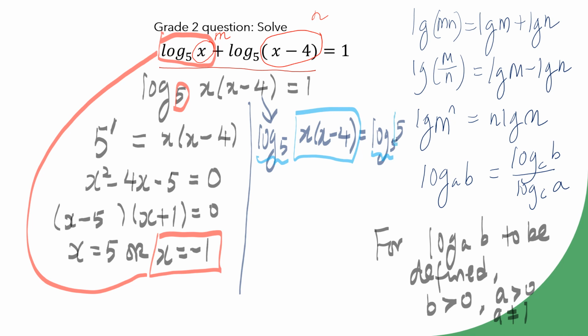So then it means that x times (x minus 4) gives you 5. From there, you can just do the same as what we have done on the left hand side. So that's another way of doing it.